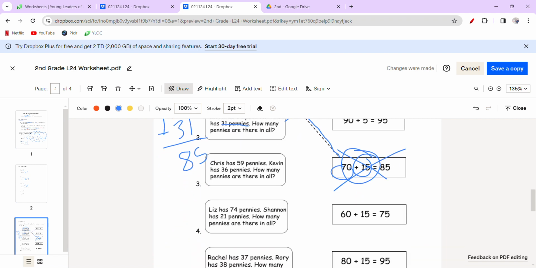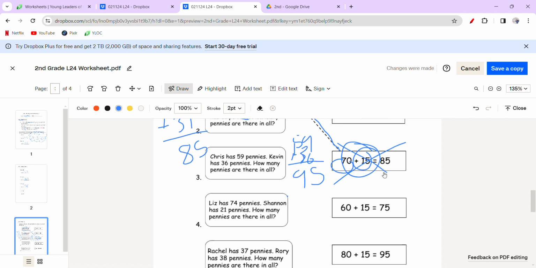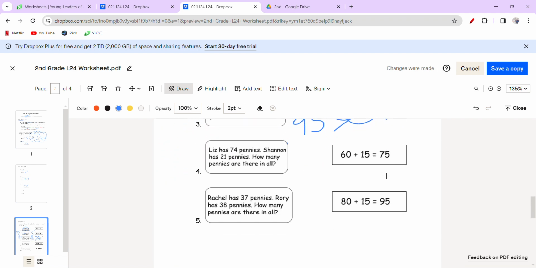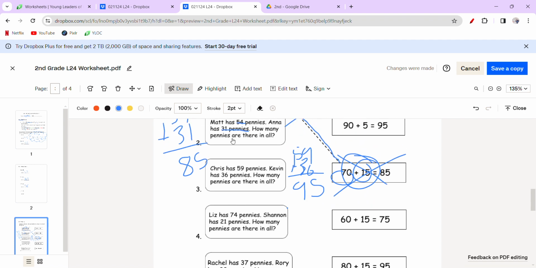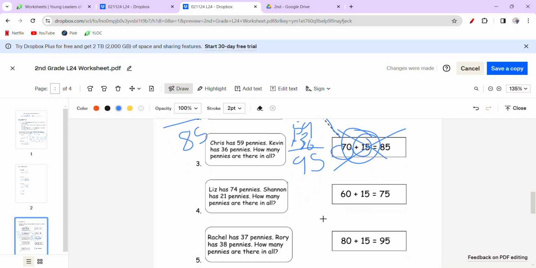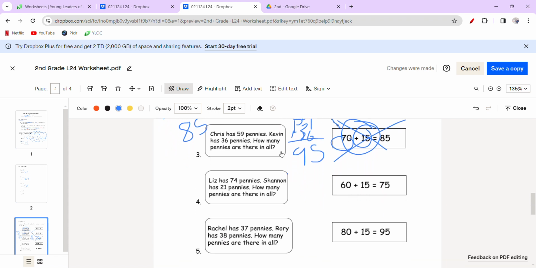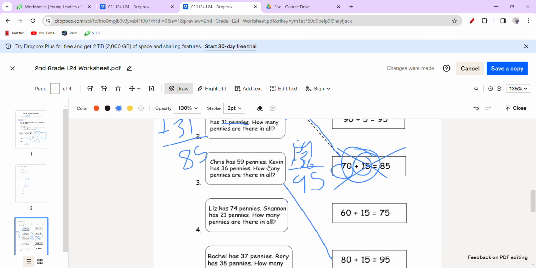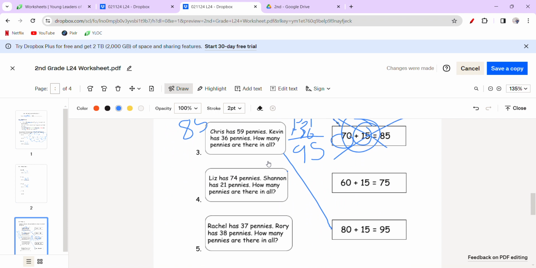Chris has 59 pennies and Kevin has 36. So 59 plus 36, 9 plus 6 is 15, and then 5 plus 3 plus 1 would be 9. So our final answer is 95, but there are two 95s, right? So we have to look at the ratio for this, 59 to 36. So that's like more than half, right? So 80 plus 15 would be more reasonable than 90 plus 5 because the ratio is closer to 80 to 15.